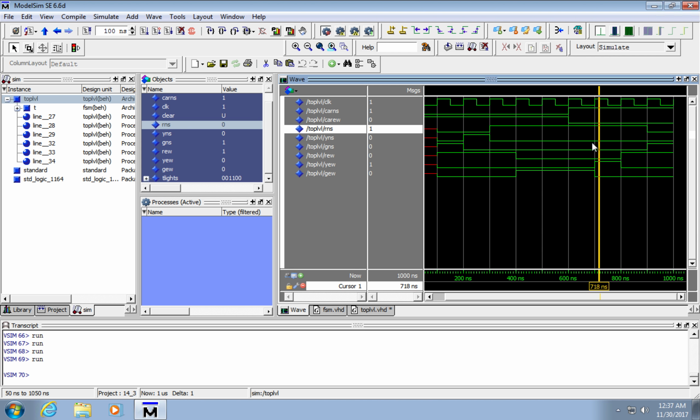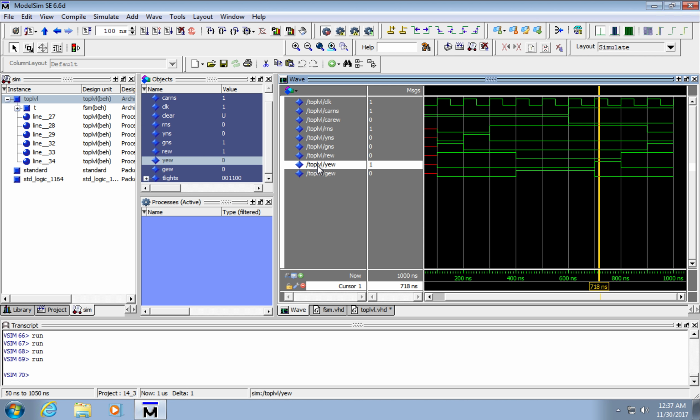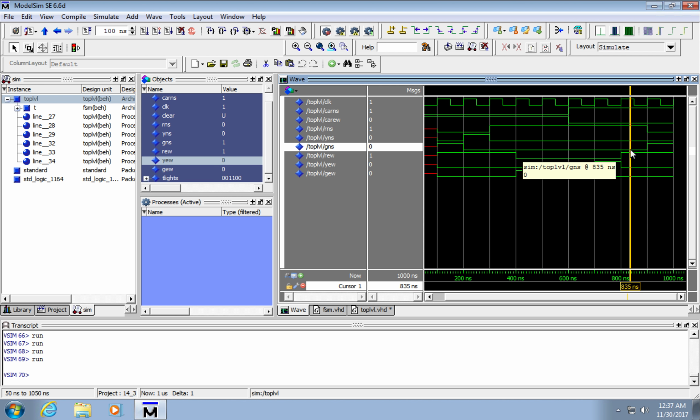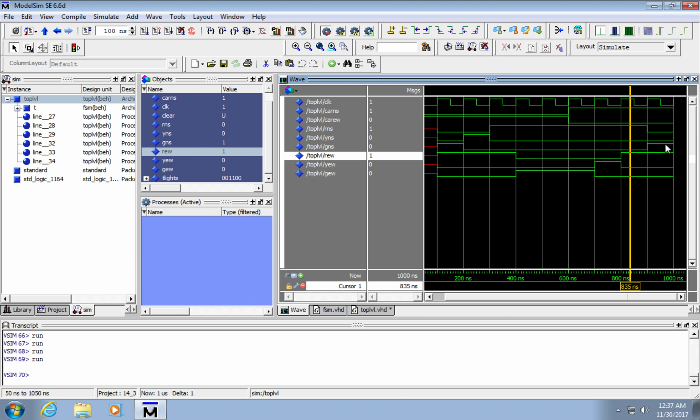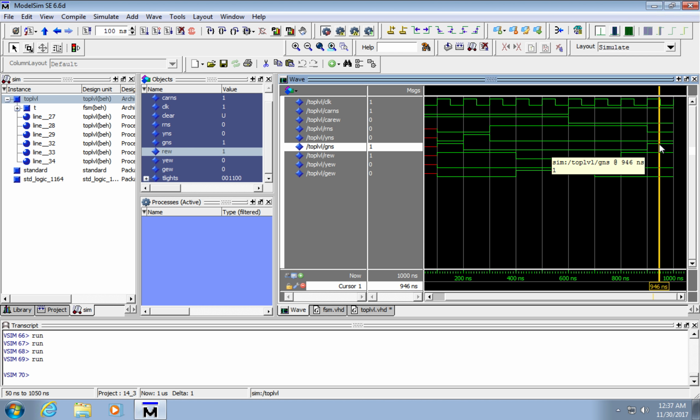Okay, so at state 4, east-west is now yellow and north-south is still red. In state 5, both lights are now red, as can be seen here. And it'll cycle back to state 0, in which north-south is now green and east-west is red.